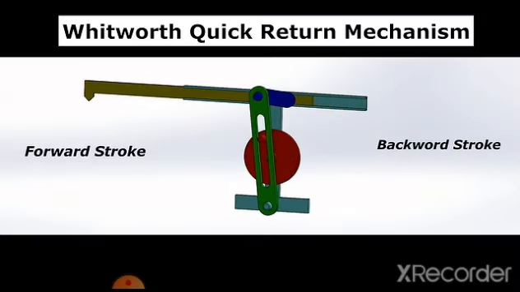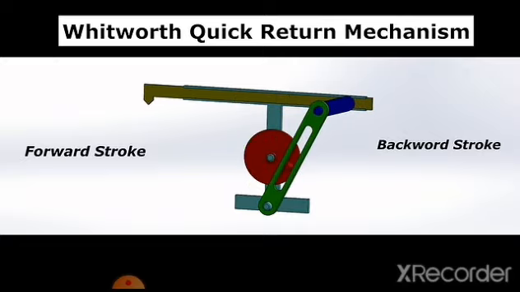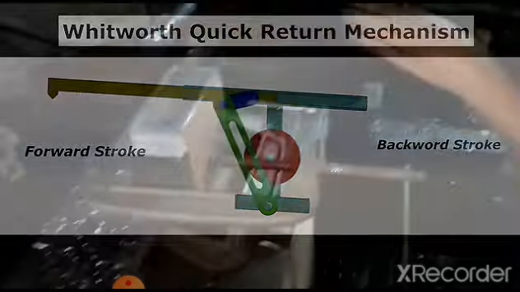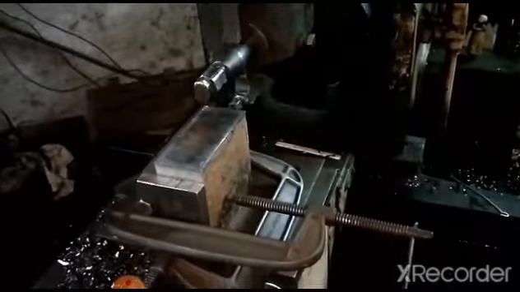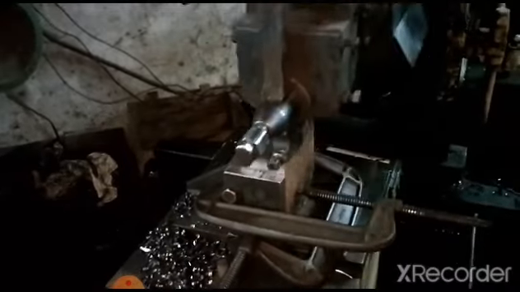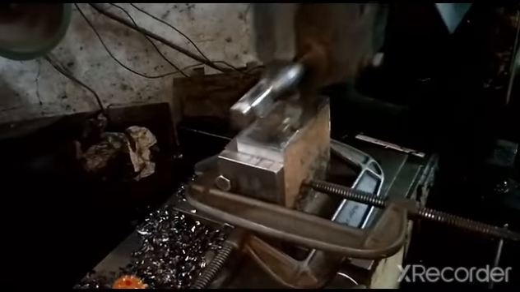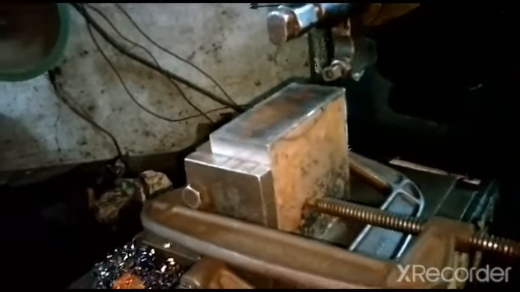Now if you see, this is the Whitworth quick return mechanism. So this slotted bar is hinged at the bottom, and it has forward as well as backward motion. If you see, compared to the forward motion, the backward motion is quite faster. Okay. So now we will see our actual shaper machine operation. So if you see, this is the actual shaper machine. This video is captured from one of the industries.